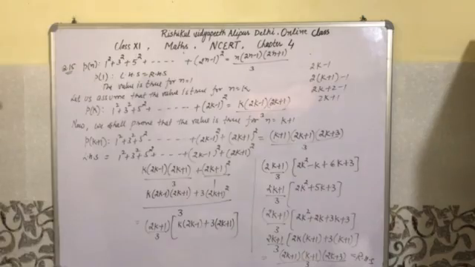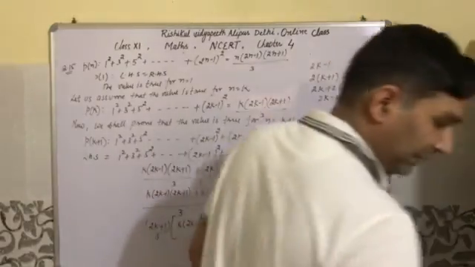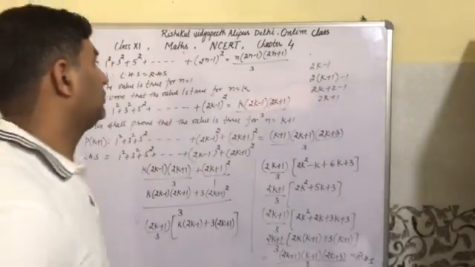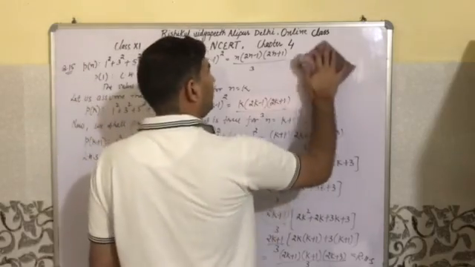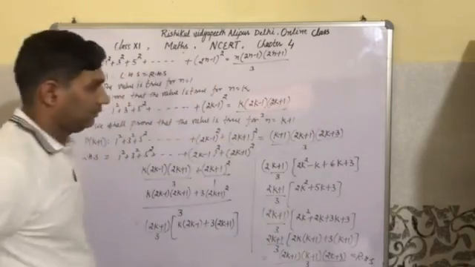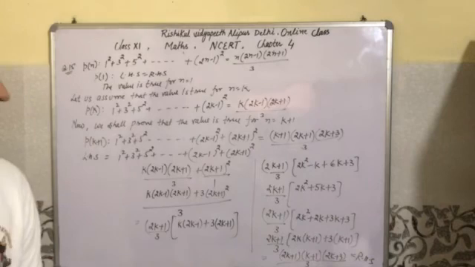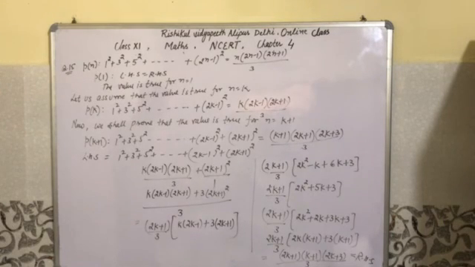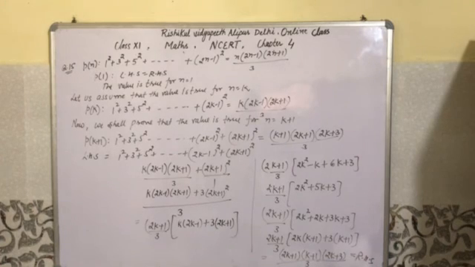Then P of k plus 1 is true. Whenever P of k is true, then P of n, by the principle of mathematical induction, is true for all n belongs to N. Then you can do questions up to 17. You can solve all the questions.